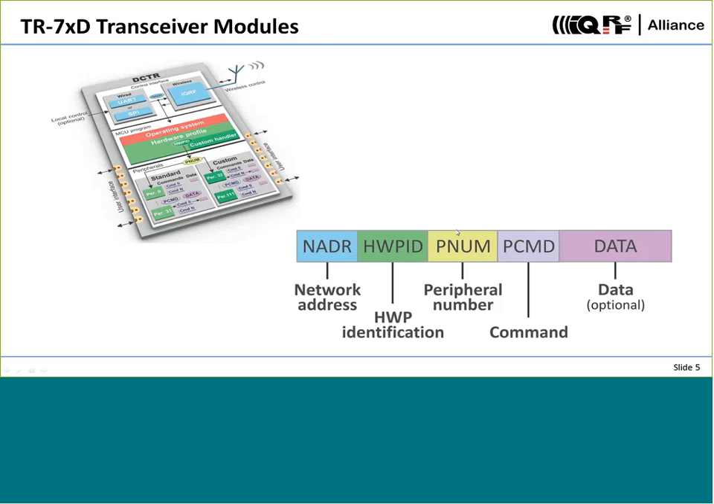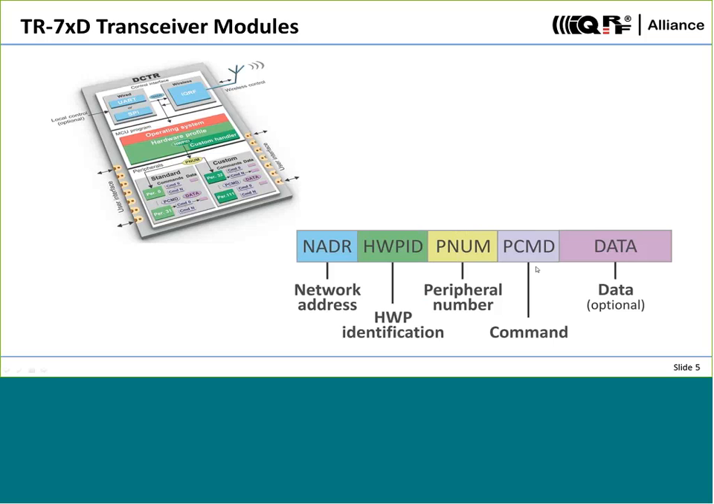The third byte is a peripheral number. This decides which peripheral on the specific module you communicate to. So on the module, you can communicate to the temperature sensor, you can communicate to the SPI, you can communicate to the UART. So this is what you define by the peripheral number.